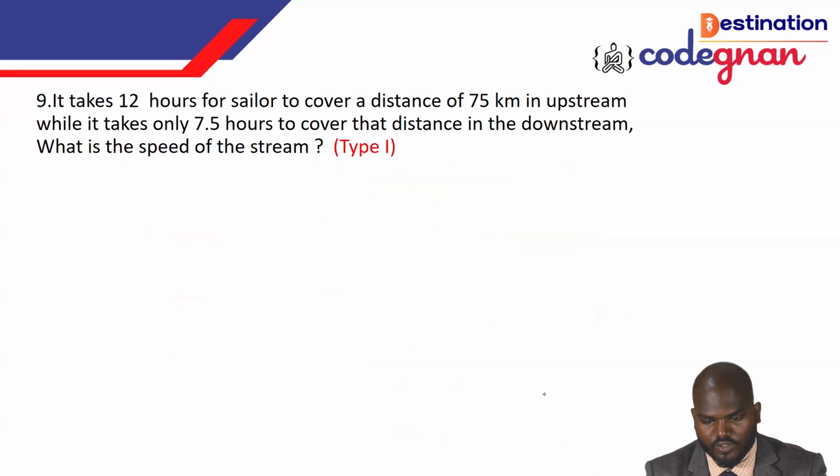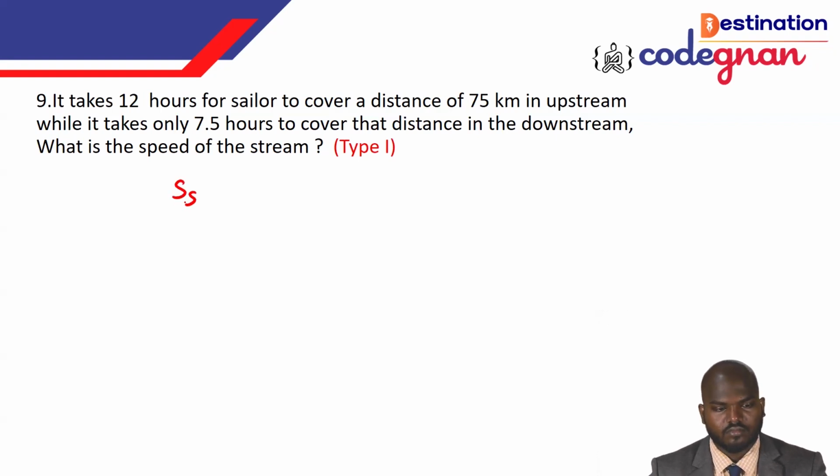Okay, guys, I'll go for another question here. They are saying that it takes 12 hours for a sailor to cover a distance of 75 kilometer in upstream, while it takes only 7.5 hours to cover the distance in downstream. So find the speed of the stream. They have given very clearly the thing like value. So the speed of the stream only.